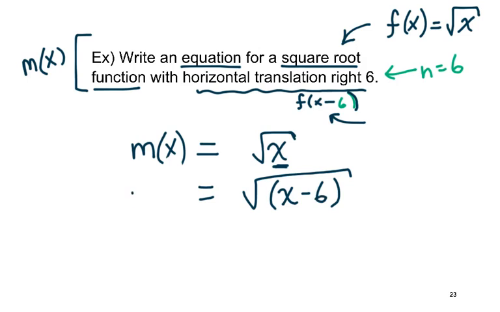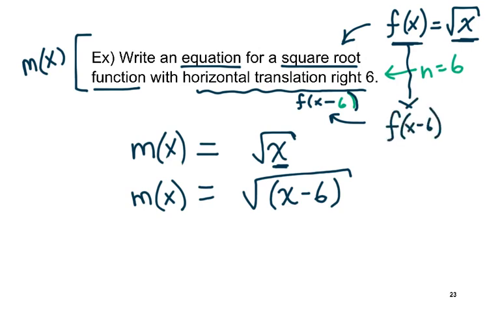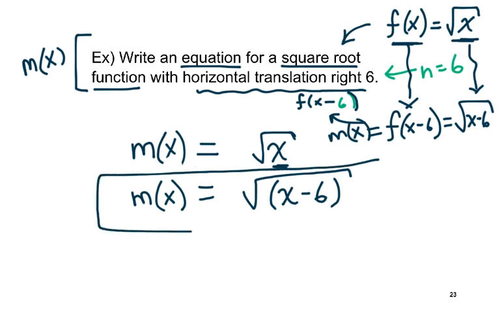Again, m of x is my new function. My old function was f of x. So this is where I take f of x and I am substituting in x minus 6 everywhere where I see the x value. And this is what is going to be my m of x. So that is how you solve that problem as well.